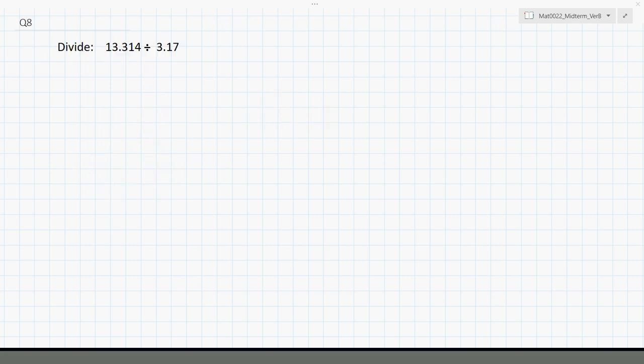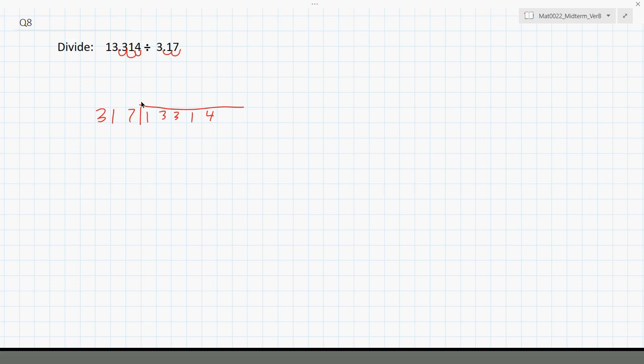Right, we're going to do division, but again, we do not like decimals, so we're going to move them out. 1, 2, 3, and 1, 2. So that means we'll have 317 dividing into 13314. Ooh. This is not going to be pretty.